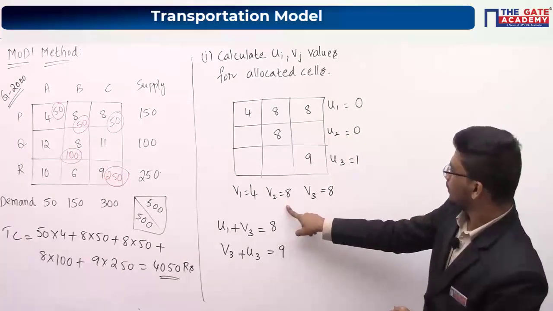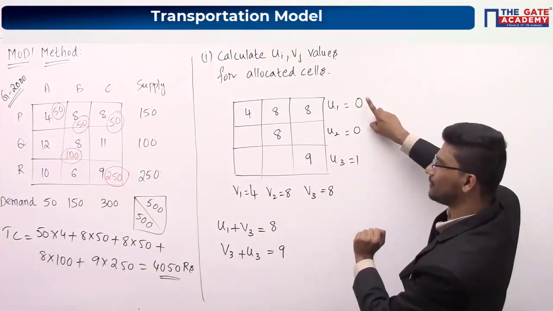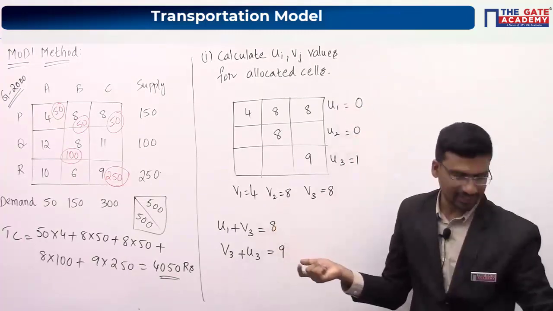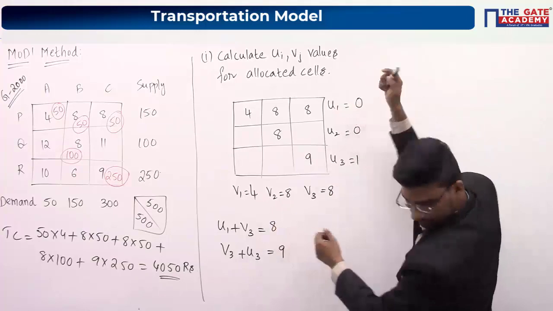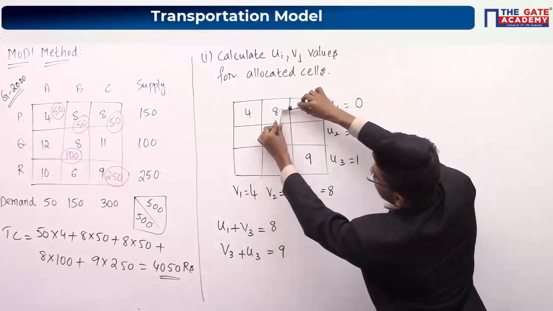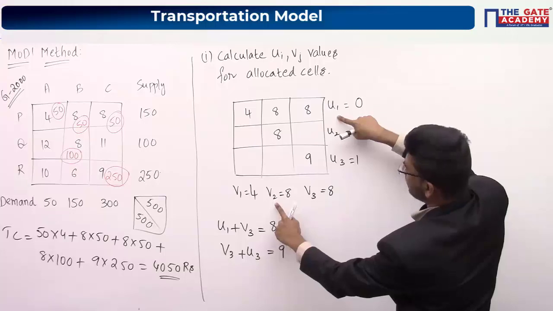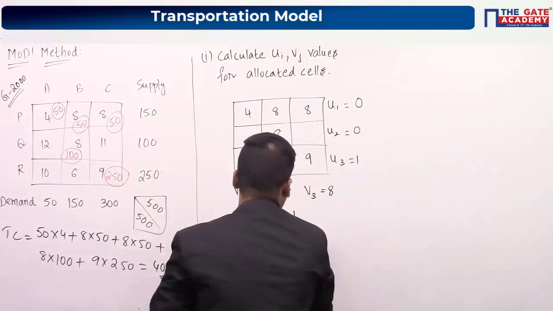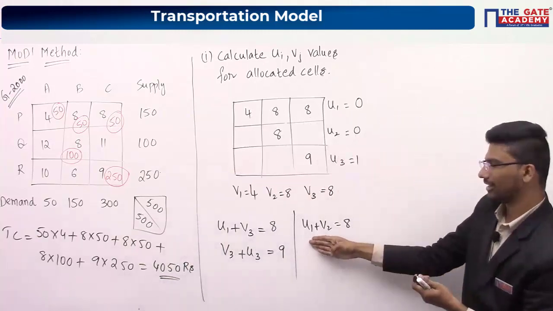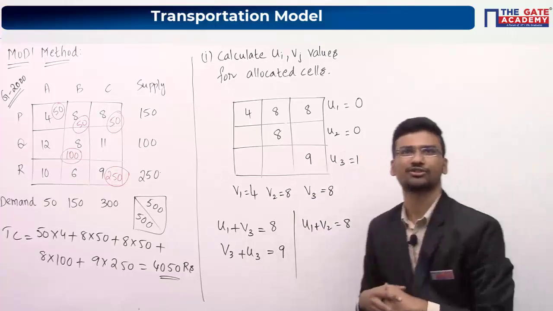v2, it is 8. Initially we have assumed this value as 0, right? So that means u1 plus v2. If you want I will write here, u1 plus v2. So this is the intersection cell of these two. So u1 plus v2 is equal to 8. Already we know the u1 value is 0. That's why the v2 value is 8. So hope you have understood, Anshu.